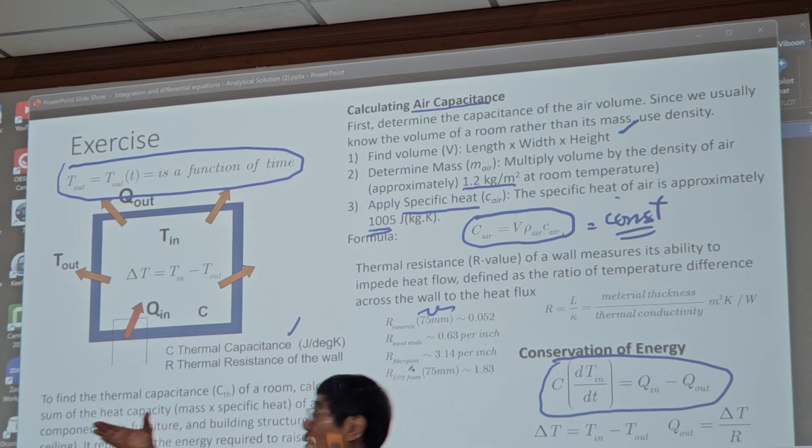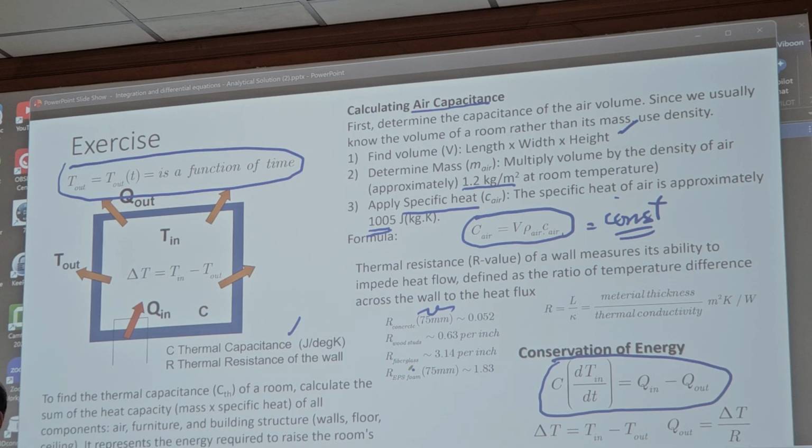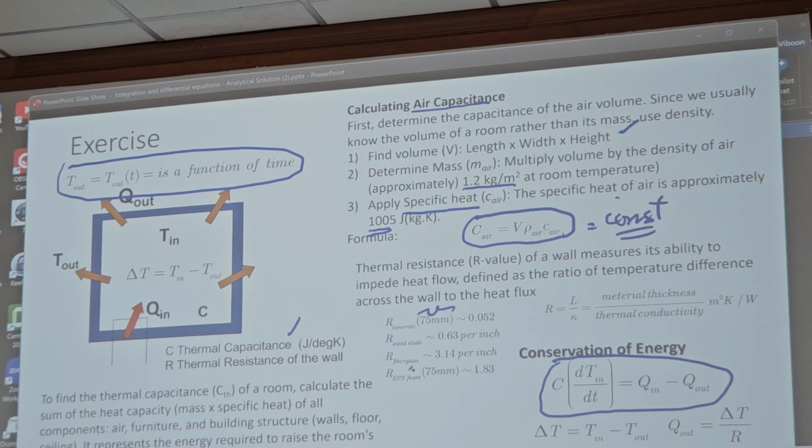So if your wall consists of many types of material, R will be the sum of those. Okay?